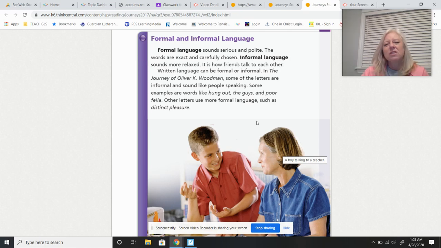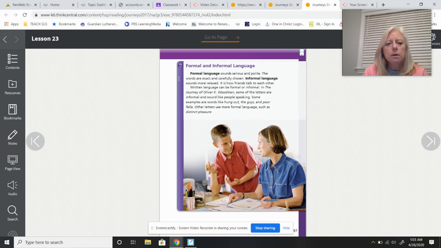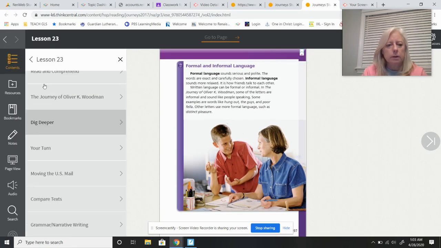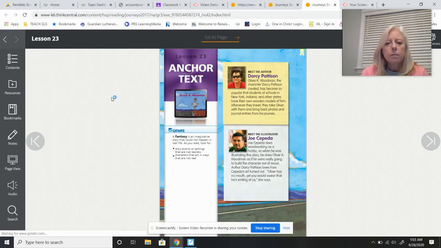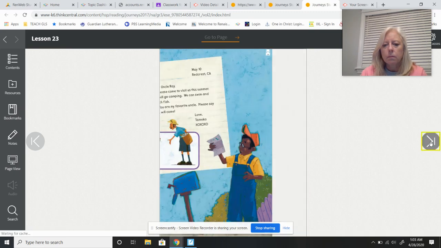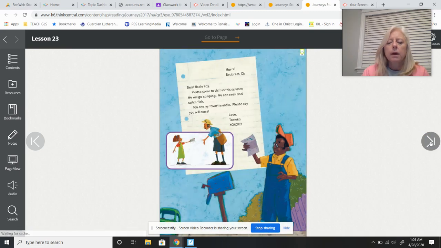And then you've got some letters that kind of go both ways. We don't have any clear words that tell you it's informal language or clear words that tell you it's formal language, but sometimes you need to take into account the people that are writing the letters, who's writing it, who they're writing to. Okay. For example, let's go back to the beginning of the story.